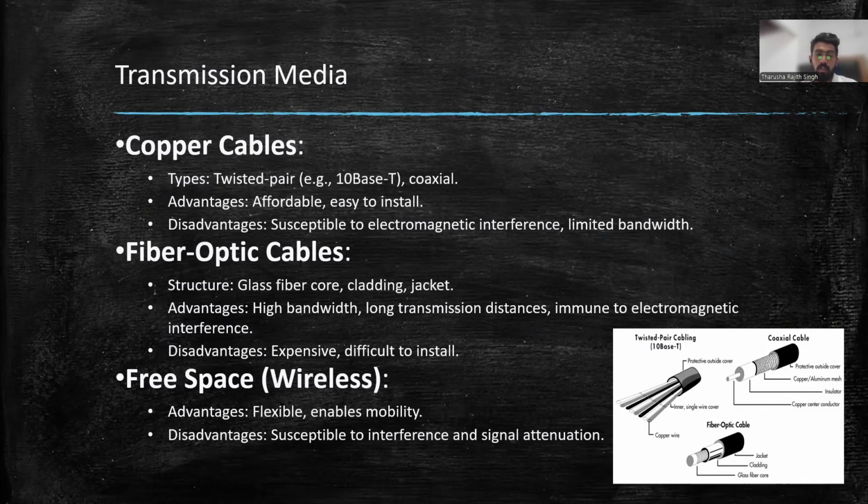Free space transmission, or wireless communication, uses radio signals to transmit data through the air. This type of transmission is highly flexible and enables mobility, making it ideal for applications like Wi-Fi, cellular networks, and satellite communication. However, wireless communication is susceptible to interference and signal attenuation, which can degrade the quality of the transmission.